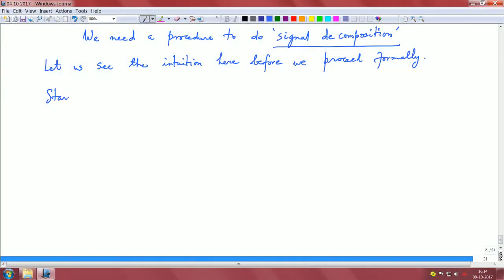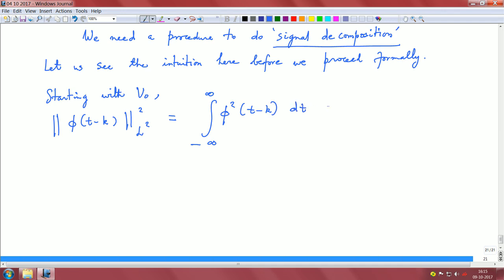So, let us start with the space V0. If you look at the square of the integral norm of phi of t minus k, this can be written as the integral from minus infinity to plus infinity of phi square of t minus k dt, which is basically phi of t minus k existing from k to k plus 1, and this is 1 square is 1 dt, and this is basically 1.